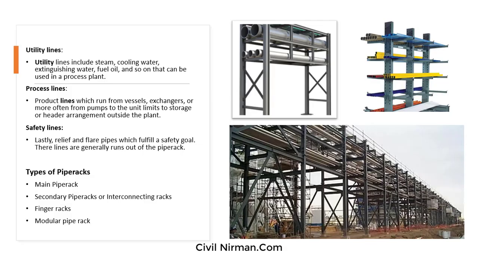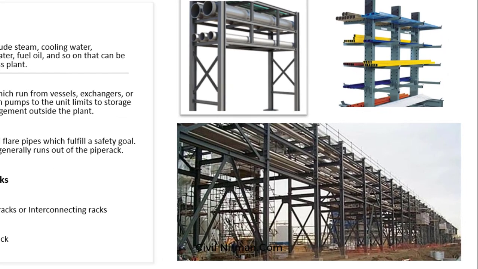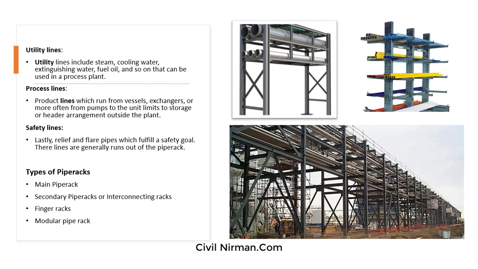We have already discussed the utility line and process line, but since that terminology is very important, I thought that we should discuss it further. Now, what are the utility lines? Utility lines are those lines which carry the steam. That steam can be of high pressure or low pressure. Cooling water, which can be supplied to the heat exchangers or any other equipment. Extinguishing water, that is supplied to the fire hydrants. Fuel oil for pumps, and so on. Those are the utilities that we generally require in a plot plan, and these are carried by these utility lines.